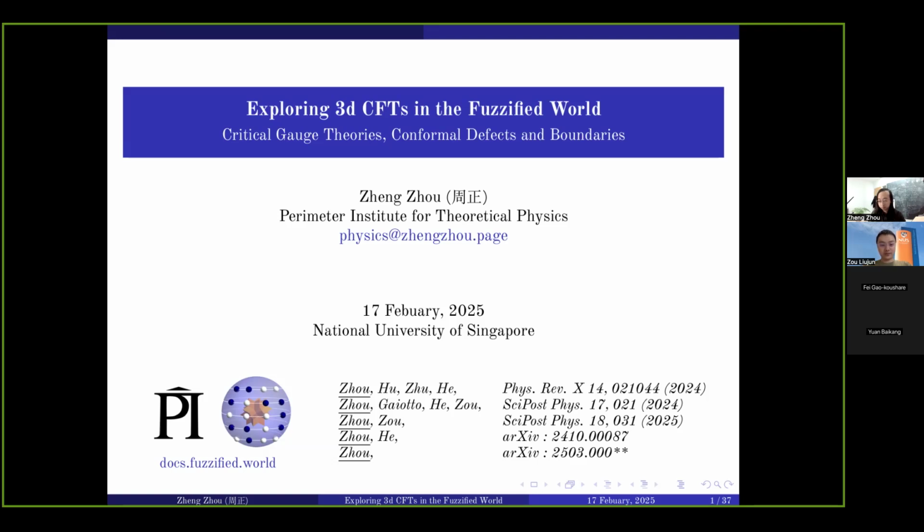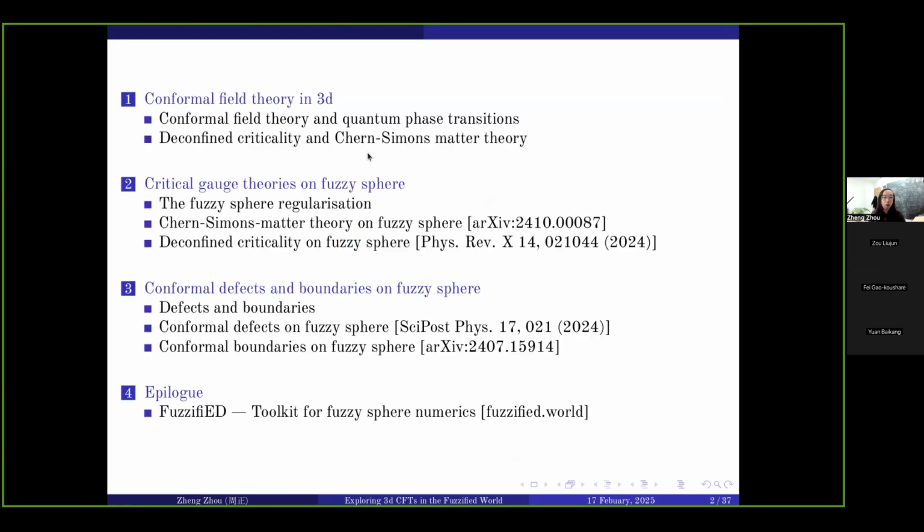Good morning, everyone, and thank Liu Jun for inviting me to speak here. Today I'm going to talk about how we use the fuzzy sphere to study the 3D CFTs. First, I will make a brief introduction to the 3D CFTs. After that, I will mainly talk about two directions. The first is to use the fuzzy sphere to study critical gauge theories. This includes the Chern-Simons matter theory and the deconfined criticality. After that, I'll move on to introducing conformal defects and boundaries.